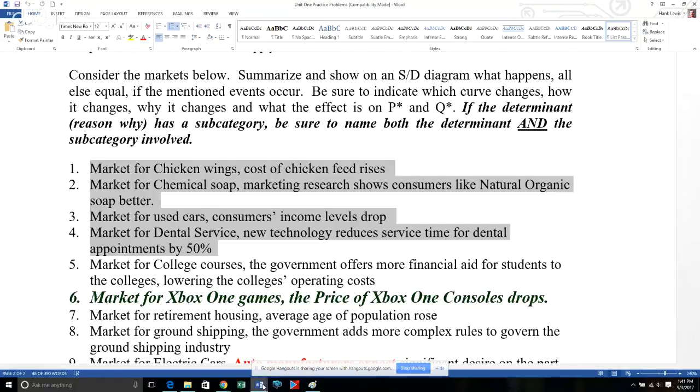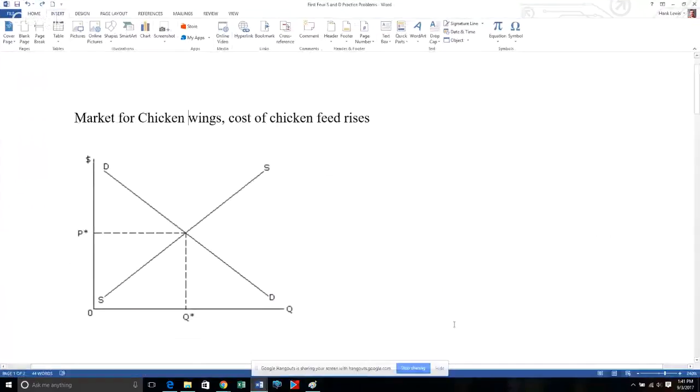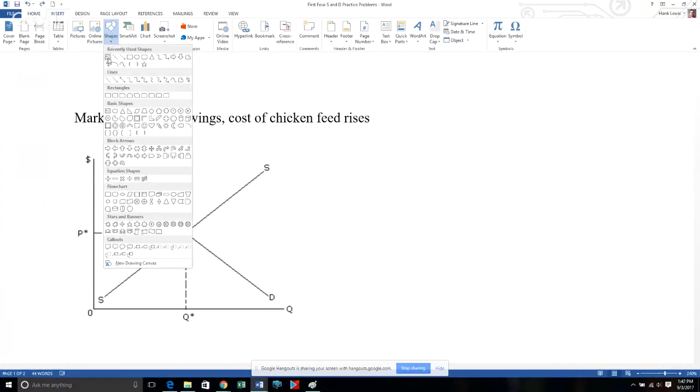So what I've done over here, and again, I'm doing this using Word and Paint. You're going to do this by hand, meaning using a protractor or ruler and pens and pencils to do this. But I'm using the Word and the Paint and the other materials because it's easier for y'all to see and read. So the first market here is the market for chicken wings. And so I need to talk about what we have up here.